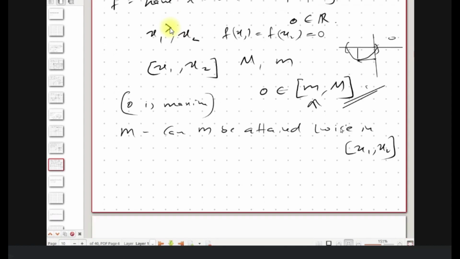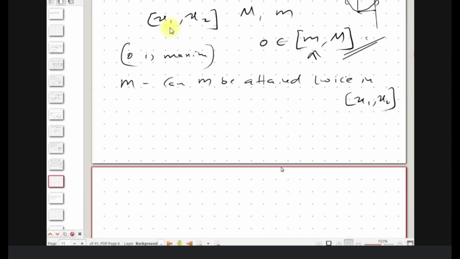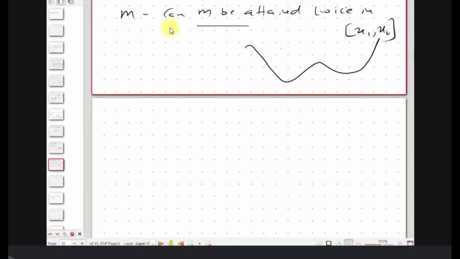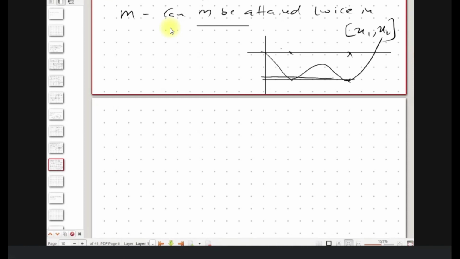So I'm checking the possibility of twice. Can M be attained twice? This is my question. This graph is just for our understanding, so this is not part of a proof. So assume that M is being attained twice. So M is being attained at these 2 points, right? And if I consider something just above this M, can you see that it is being attained 4 times at least?